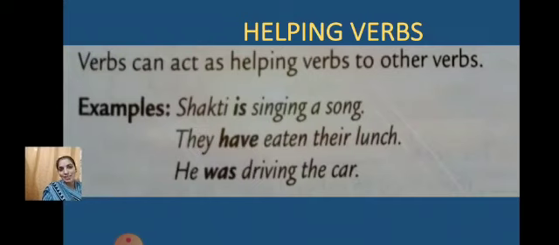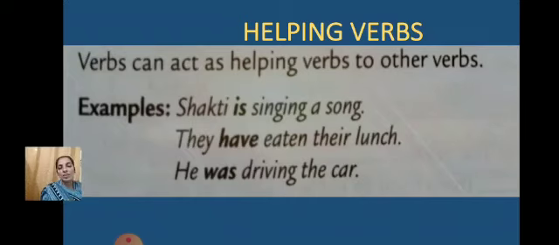Okay, children? Is singing means the action of singing is happening or in continuation. They have eaten their lunch. It means they have eaten. Their lunch is eaten by them. Now they have finished their lunch. Past action over, but the relation is in the present. Have is used to tell you the present perfect tense.